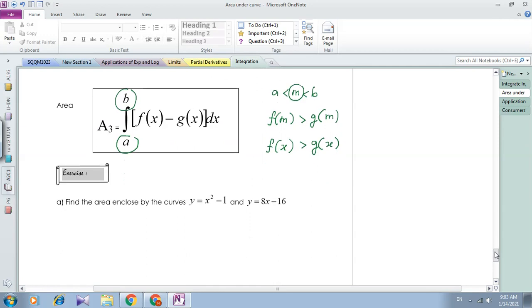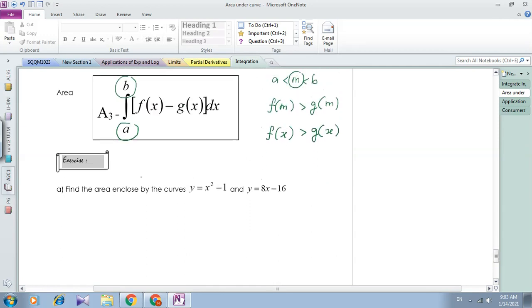Let's do this example. Find the area enclosed by the curves x squared minus 1, so this will be your f(x), one of the functions. We haven't decided whether f(x) is greater than g(x) or not, so let's just name the functions. The second function is g(x). So f(x) equals x squared minus 1 and g(x) equals 8x minus 16.